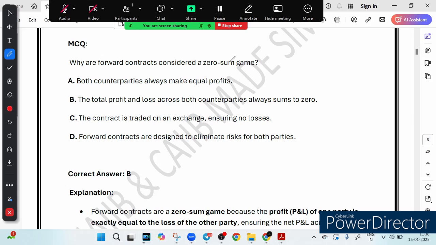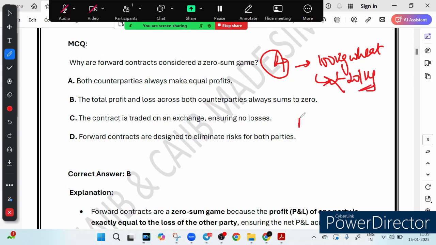Forward contracts are called zero sum game because one party's profit is exactly equal to the other party's loss. When you add up the profit and loss of both sides, the total is zero. For instance, imagine two people. Person A agrees to buy 100 kg of wheat at ₹20 per kg from person B after a month. Now, if the price of wheat rises to 25 rupees per kg, person A will gain 5 rupees per kg. But person B loses the same 5 rupees per kg. Their combined profit and loss always balance out to zero, right?